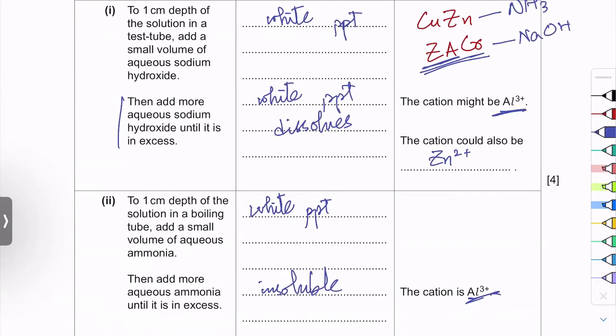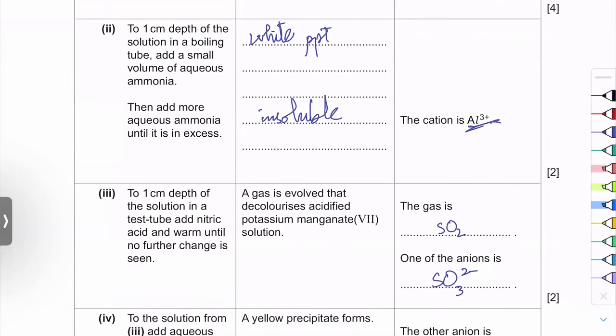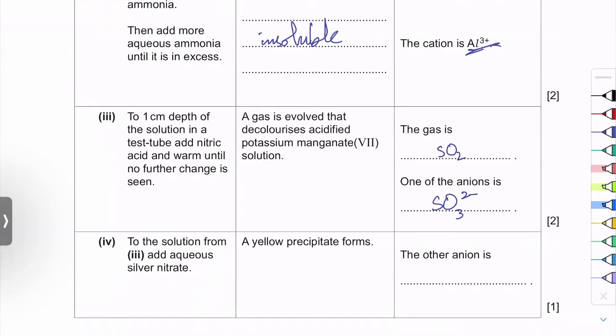Acha yahan pe ab dekhte hain zara. Usne bola tha name any gases aur maine use name nahi kiya hai. Maine kya kiya? Maine formula likh diya. Is that good enough? Now, depending on the examiner, they may ignore it and they give us the mark. Or ho sakta hai ki wo mark aapko de bhi de. But I would still be safe and just say sulfur dioxide instead of writing the formula.